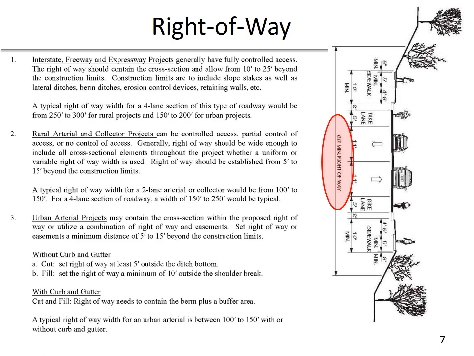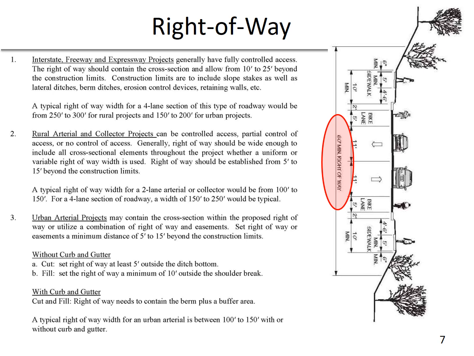The width of your roadway is an important design feature, and it varies by functional class. For interstates and freeways, you will probably have a typical right-of-way for a 4-lane section from 250 to 300 feet for rural projects, and for urban projects between 150 and 200 feet. For rural arterials and collector projects, you may have right-of-ways that are between 100 and 150 feet, or for a 4-lane between 150 and 250 feet.